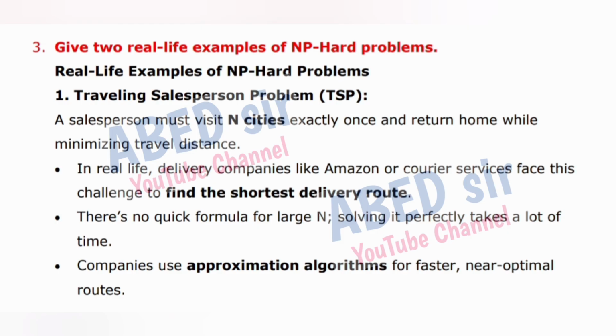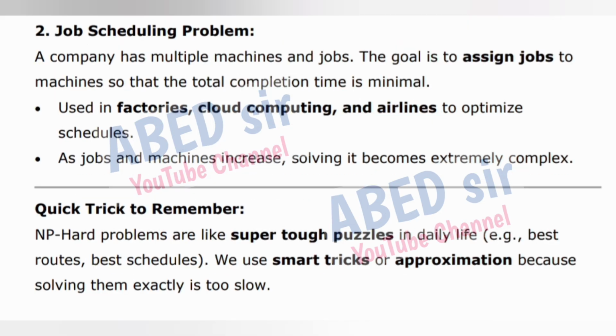There's no quick formula for large N; solving it perfectly takes a lot of time. Companies use approximation algorithms for faster, near-optimal routes. 2. Job scheduling problem. A company has multiple machines and jobs. The goal is to assign jobs to machines so that the total completion time is minimal. Used in factories, cloud computing, and airlines to optimize schedules. As jobs and machines increase, solving it becomes extremely complex.